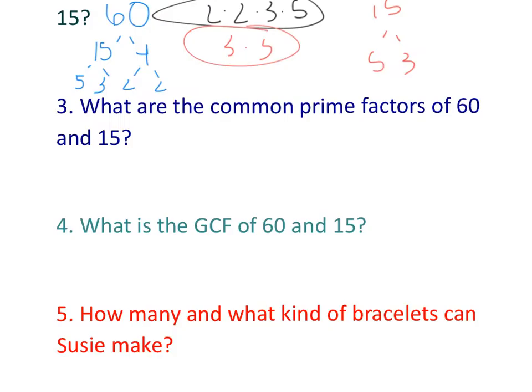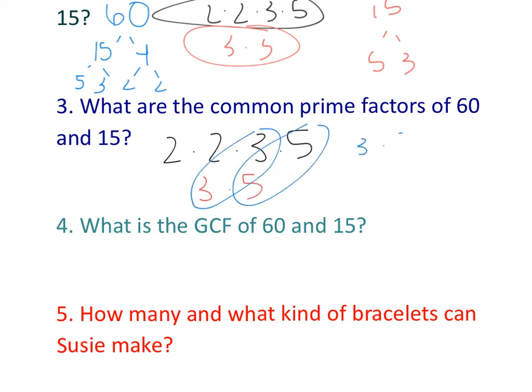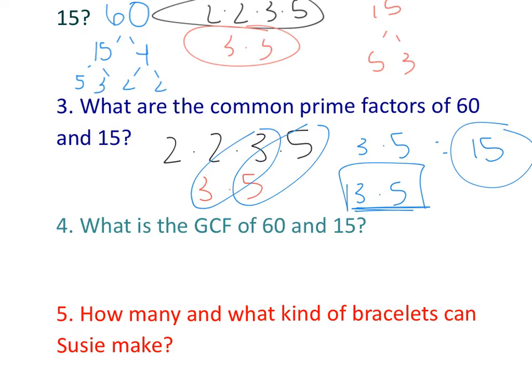Question 3 now says, what are the common prime factors of 60 and 15? If we write them out again, just so we can see them, 60 was 2 times 2 times 3 times 5, and 15 was 3 times 5. So what do the two have in common? They both share a 3 and they both share a 5, and 3 times 5 is 15. So I could write 3 and 5 are the common prime factors.